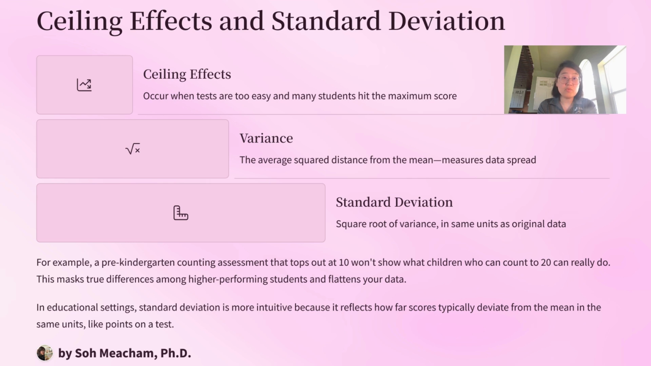Let's wrap up by revisiting variance and standard deviation. Variance is the average squared distance from the mean. It's a way to measure spread. Standard deviation is just the square root of the variance, so it's in the same units as the original data. In educational settings, standard deviation is more intuitive because it reflects how far scores typically deviate from the mean in the same units, like points on a test.